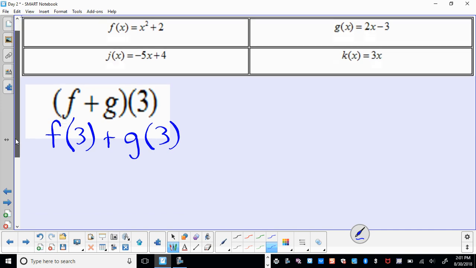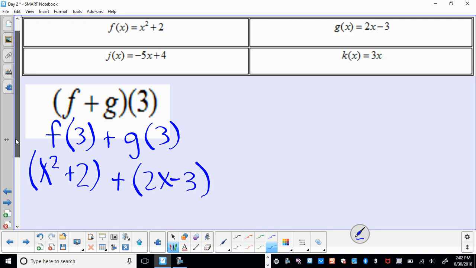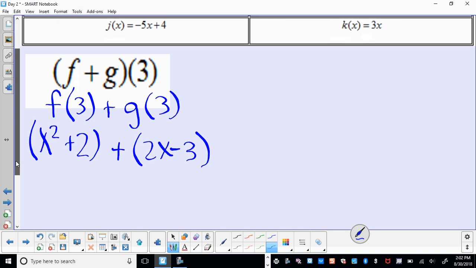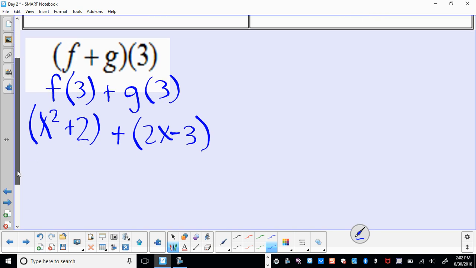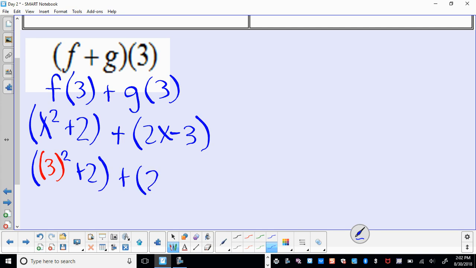Alright, so my f function is x squared plus 2. My g function is 2x minus 3. I'm plugging in 3 for both of them, right? Alright, so let's do it. Instead of x, I'm writing 3 squared plus 2 plus 2 times 3 minus 3.